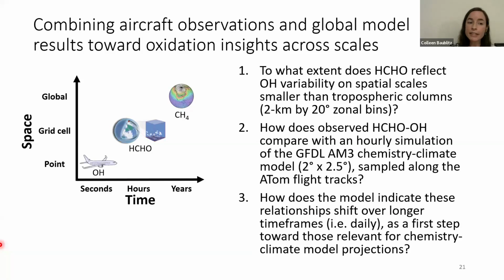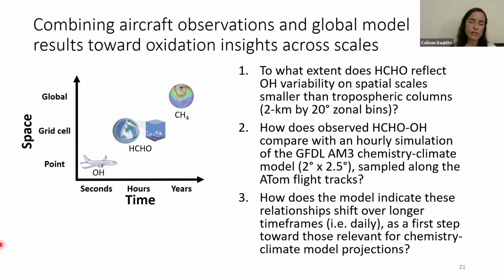Okay, and so broadly, our objectives in studying formaldehyde as a potential proxy for OH variability is to combine these aircraft observations and our global model results to learn more about oxidation, and in particular across different spatial and temporal scales. And so the questions that we have here are, to what extent does formaldehyde reflect OH variability on spatial scales smaller than the tropospheric columns that have been shown in past work?